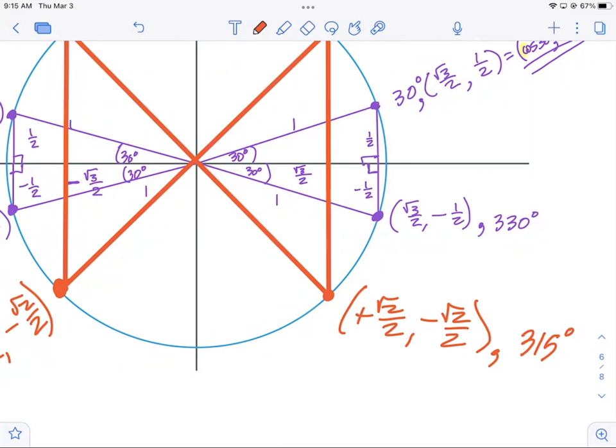What is the secant of 315? No, secant of 315 is positive square root of 2. Because secant is the reciprocal of cosine. Cosine is x, and in quadrant 4, x is positive. So cosine and secant are positive. So one more time, what's secant of 315 degrees? Positive square root of 2, or just square root of 2, right? And what is the cosecant of 315? Negative square root of 2.